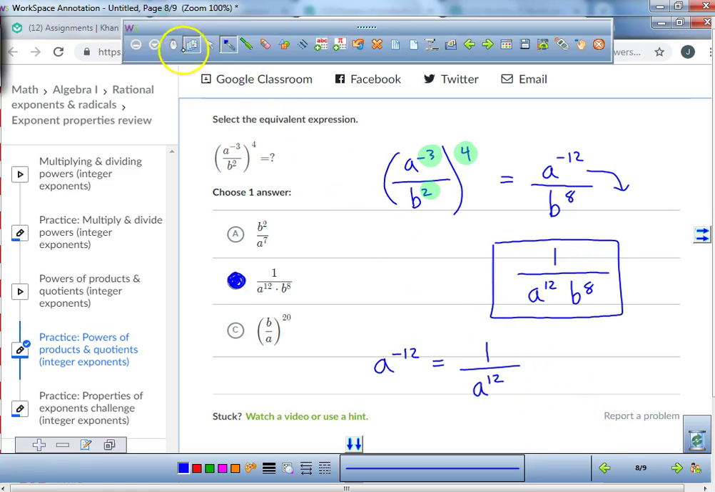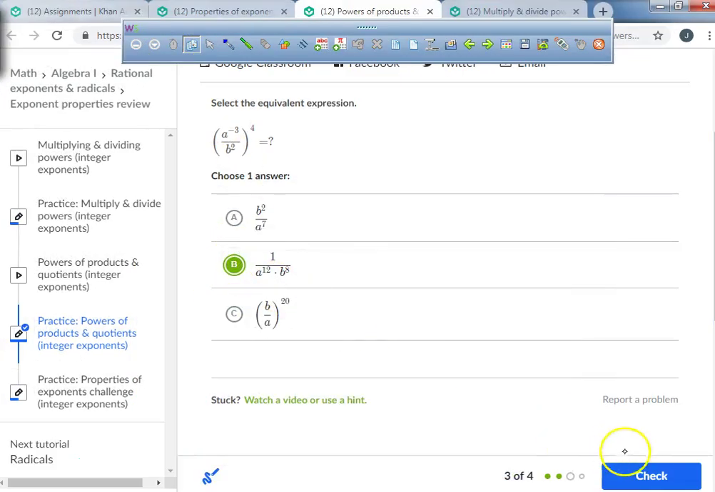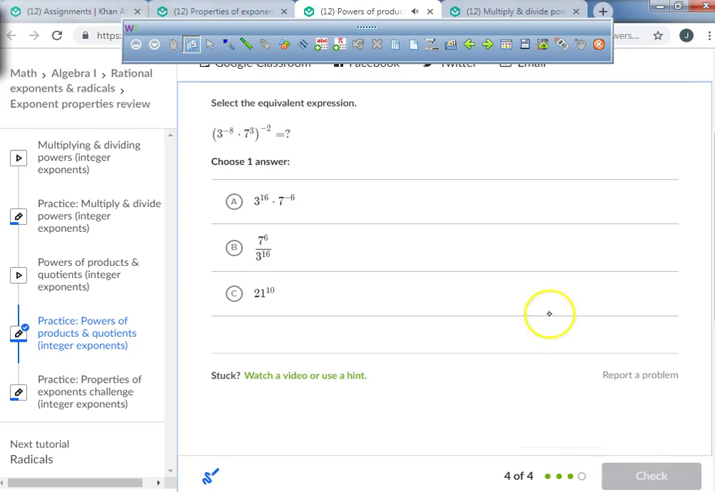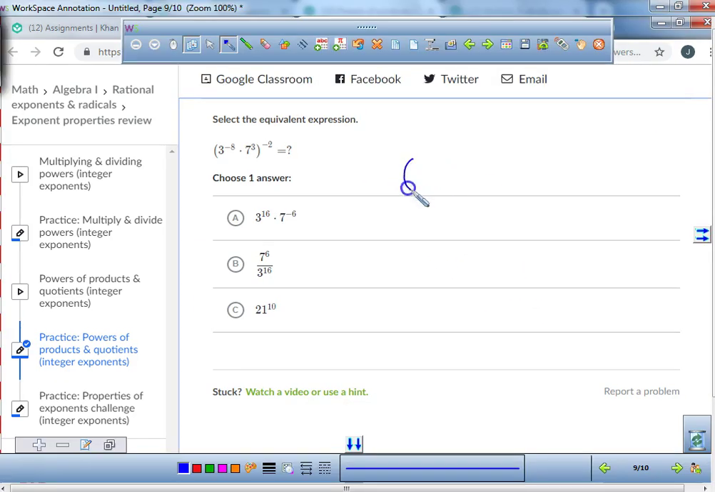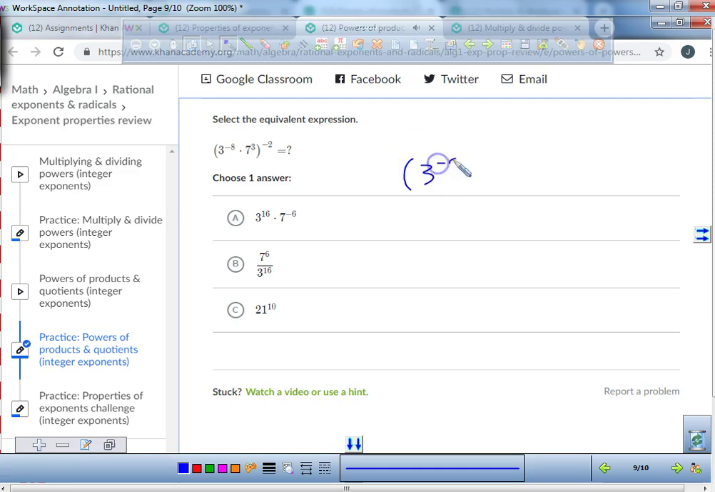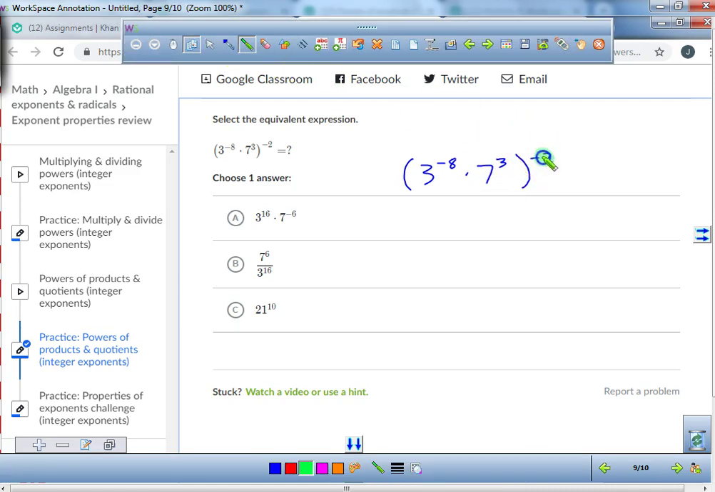So it means the same thing. Okay, here we go. Last one of the power property. It's 3 to the power of negative 8 times 7 cubed, close parentheses, all to the power of negative 2. What are we going to do with this power?